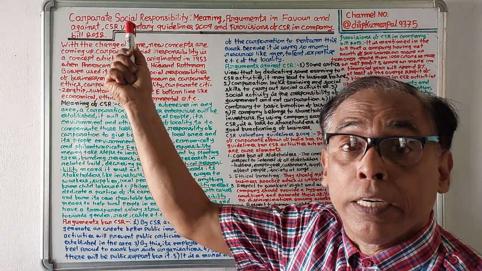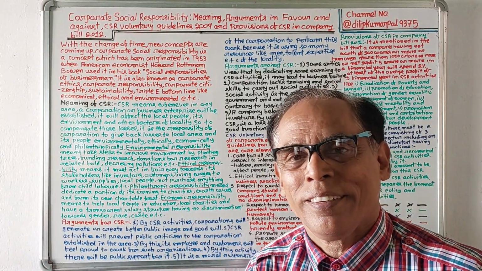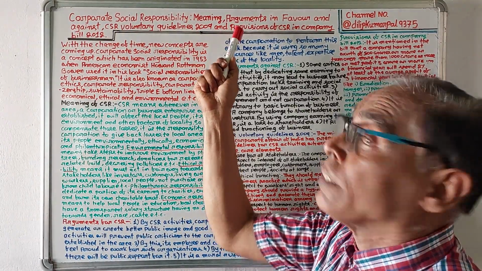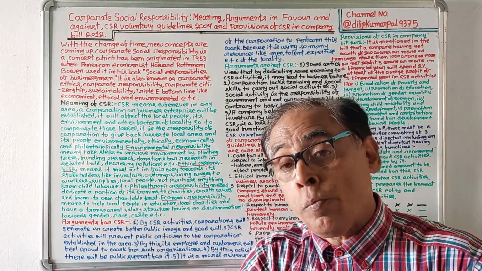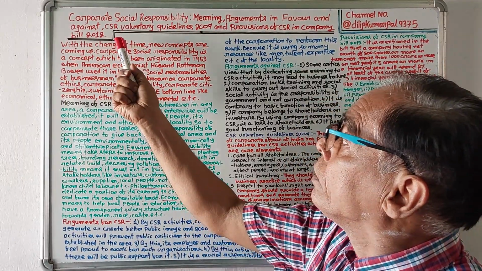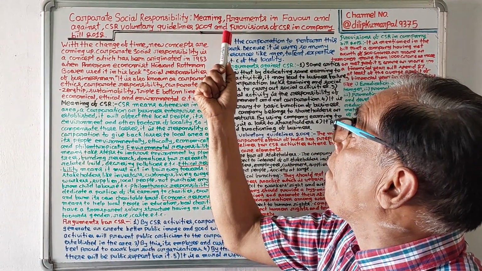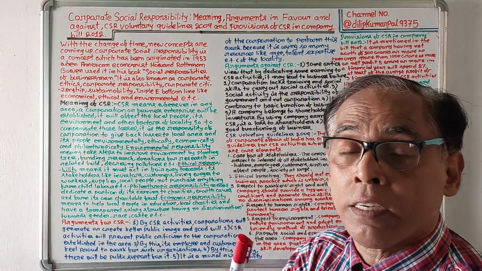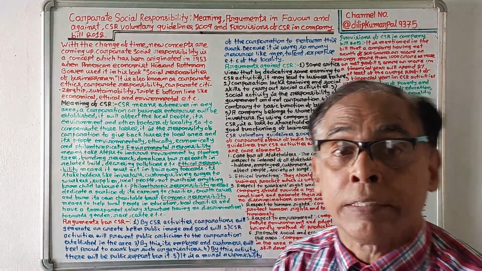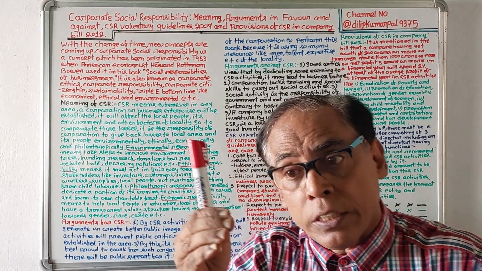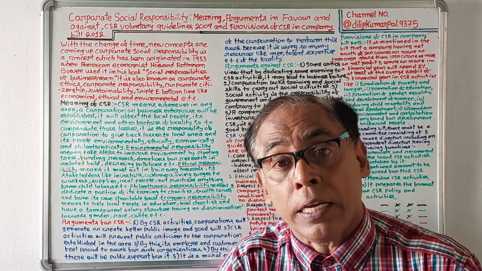Corporate social responsibility, its meaning, arguments in favor, arguments against, CSR voluntary guidelines 2009 and provisions of CSR in Company Bill 2012. It is found in plus 3 second semester general elective paper.